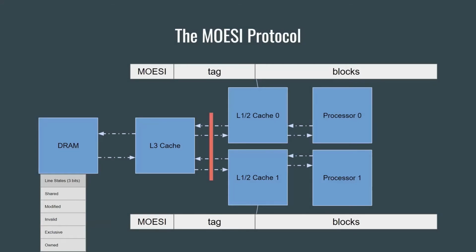In the MOSI protocol, if the processor can maintain an additional bit in each line, we can add an owned flag to the potential states. In this state, the cache indicates that any requests for the data should come from it rather than the DRAM. This further reduces the number of reads from DRAM.